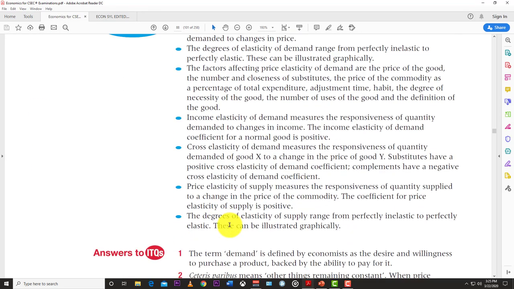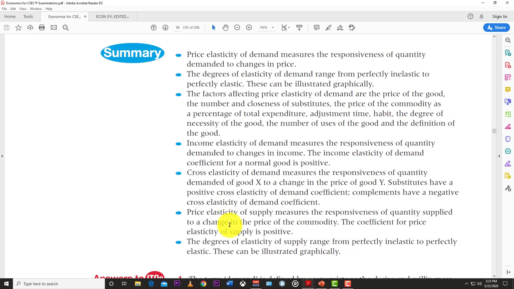So let's summarize. Price elasticity of demand measures the responsiveness of quantity demanded to changes in price. The degree of elasticity of demand ranges from perfectly inelastic to perfectly elastic, a whole spectrum. These can be illustrated graphically as we showed earlier. The factors affecting price elasticity of demand are the price of the good, the number and closeness of substitutes, the price of the commodity as a percentage of total expenditure, adjustment over time, habit, the degree of necessity of the good, the number of uses of the good, and the definition of the good.